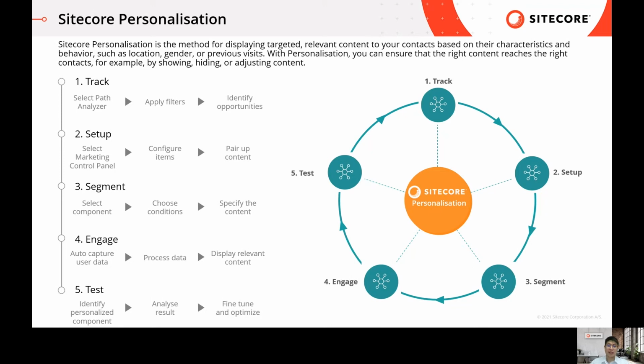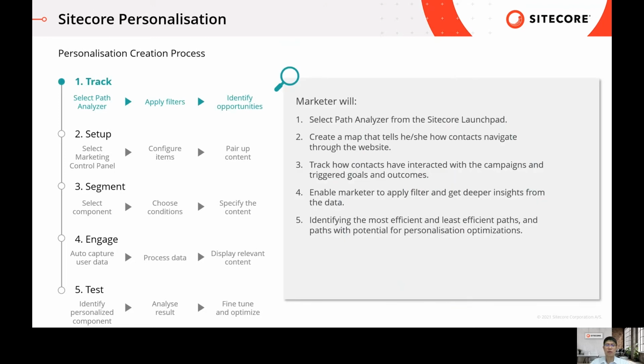In order to start with Sitecore personalization, here is the journey that we must go through. This consists of track, setup, segment, engage, and test. Let's look into the details. First step in our journey is track.